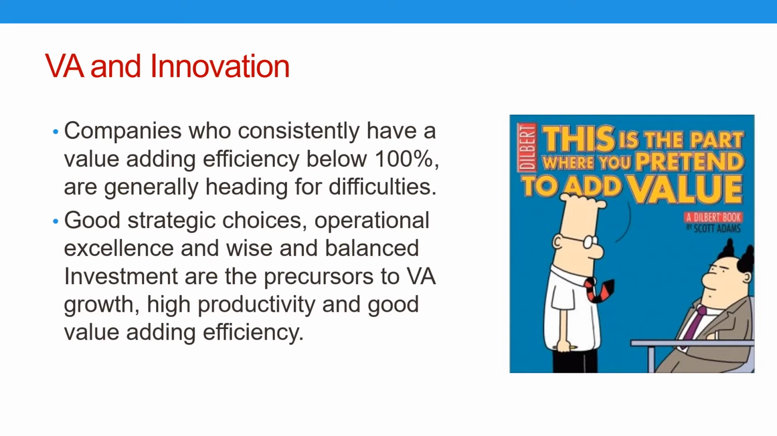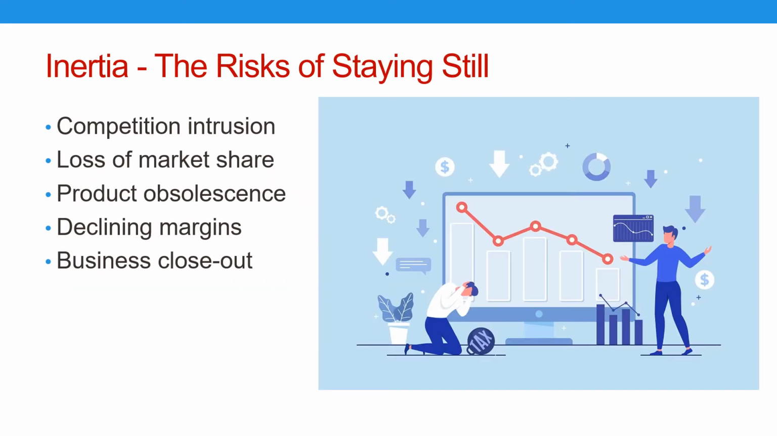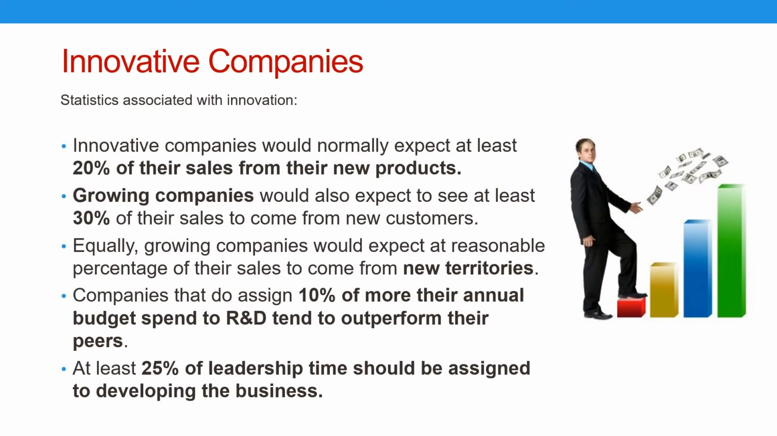value-adding efficiency. The opposite of value-adding is decline, resulting in competition intrusion, loss of market share, product obsolescence, declining margins, and eventual business closeout. Innovative companies would normally expect at least 20% of their sales from new products. Growing companies would also expect to see at least 30% of their sales to come from new customers. Equally, growing companies would expect a reasonable percentage of their sales to come from new territories.